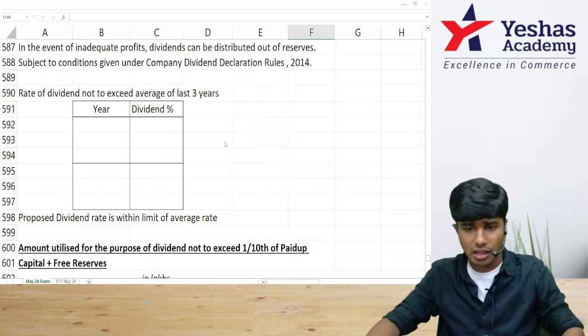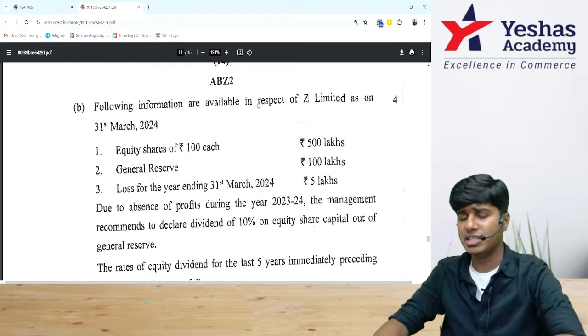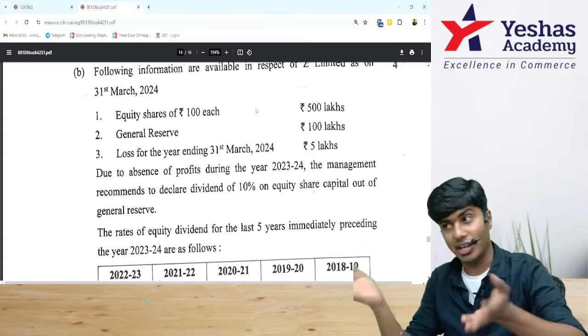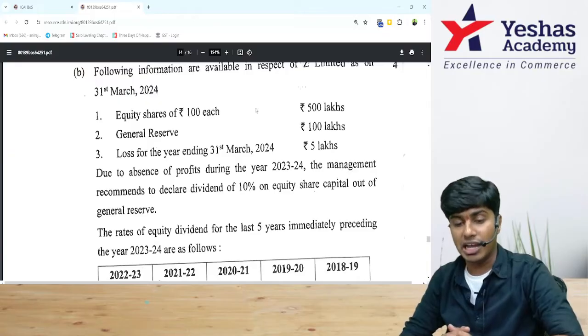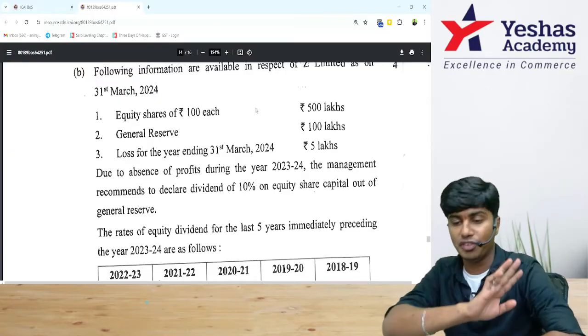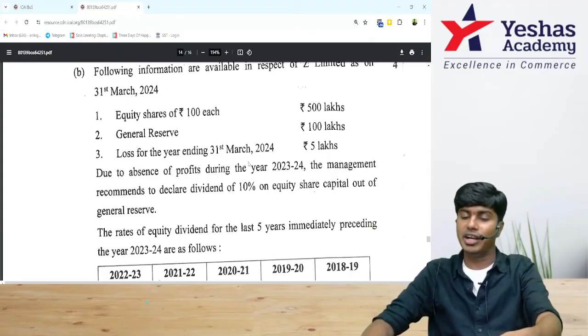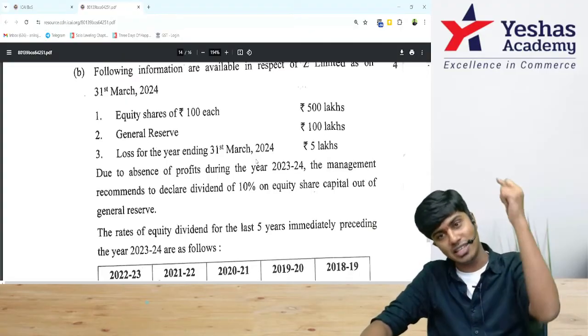Shall we? Now, following information is available in respect of Z Limited. Paid up capital, they've given only equity, nice and simple, 500 lakhs. General reserve, this is our only free reserve, they have not given P&L, 100 lakhs. And our favorite, loss for the year ending 31st March 2024, 5 lakhs is given.